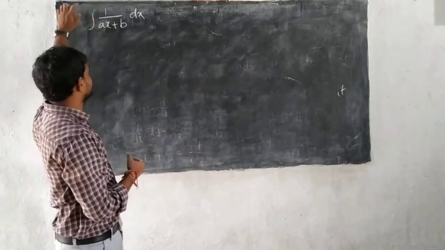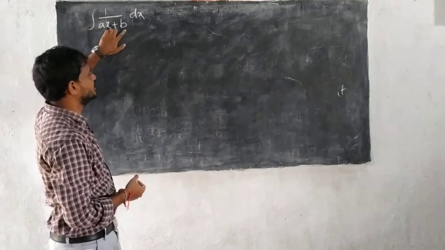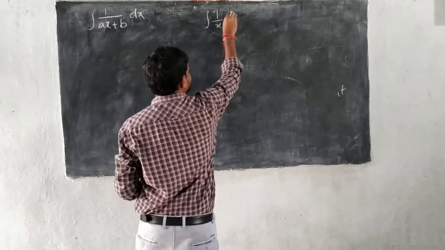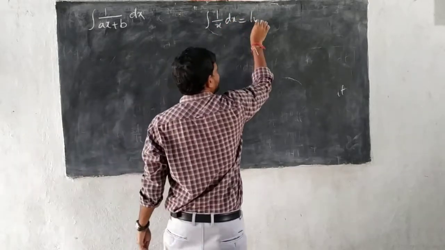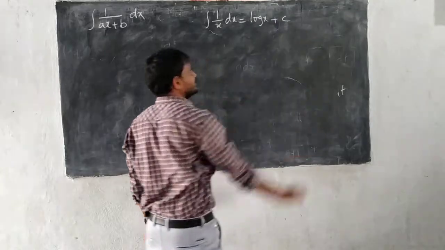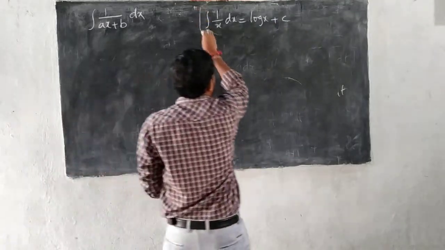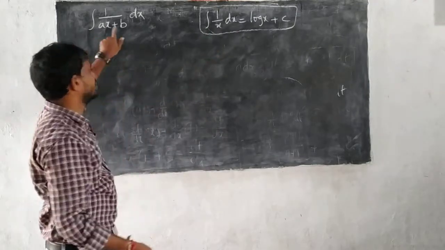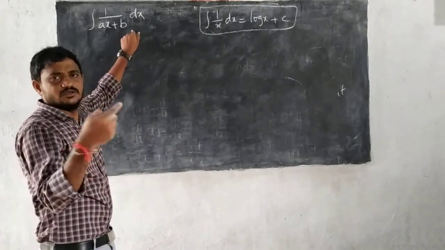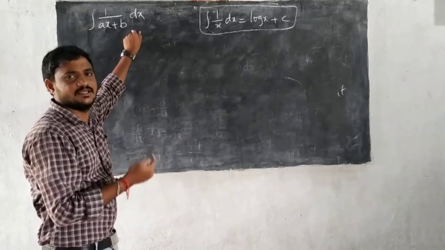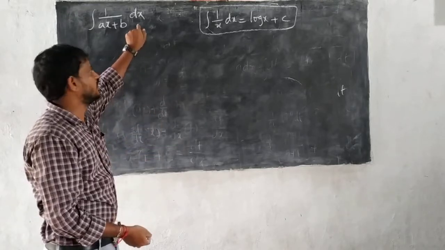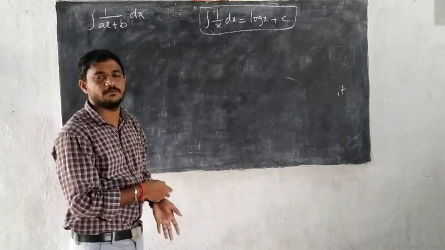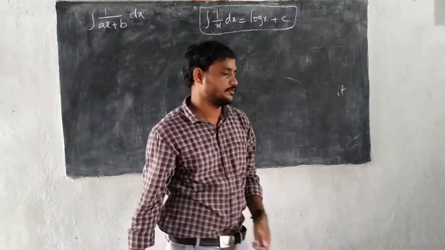If you observe this function 1 by ax plus b, we have the formula for integration of 1 by x into dx. What is that? Log x plus c. That is the standard formula. But here in place of x we have ax plus b. So substitute ax plus b equals t. Then differentiate on both sides. You will get the dx value. Then substitute both values and integrate, similar to the previous problem. Solve that problem.